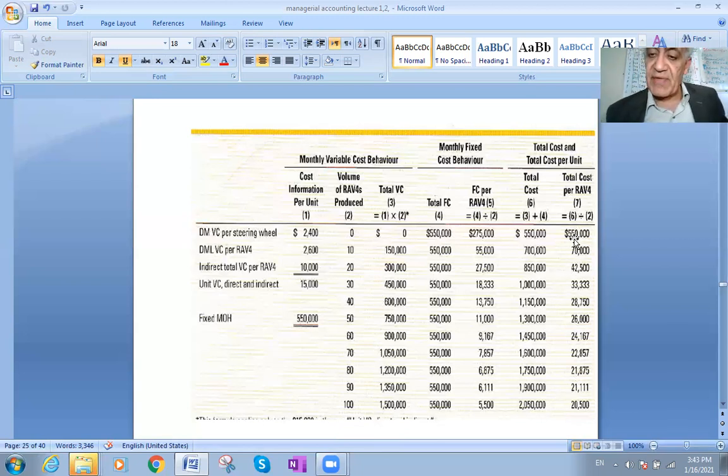You started with $550,000 when you don't produce, then you went to 70,000 per unit when you produce 10 units, 42,500 per unit when you produce 20 units, then 33,333 when you produce 30 units, and so on. So what I want to say here is that the share of each product of the total cost will decrease as long as the volume of production increases.